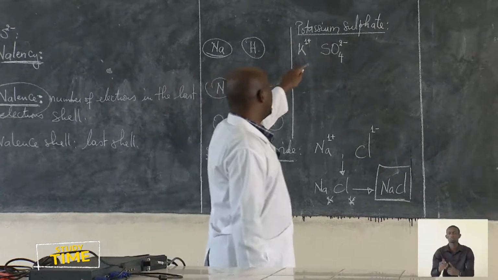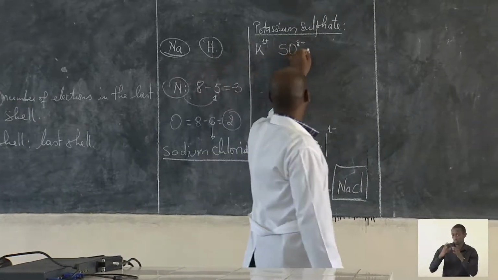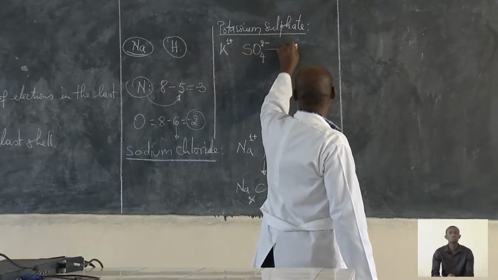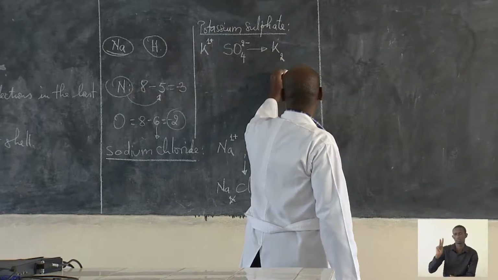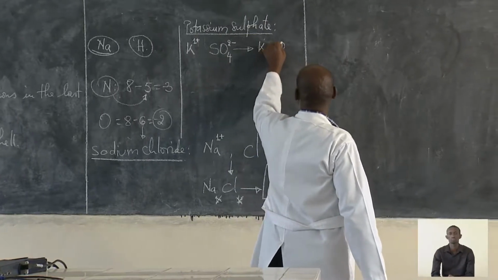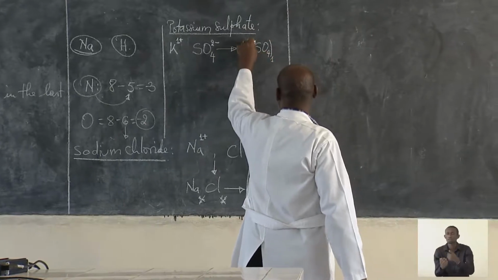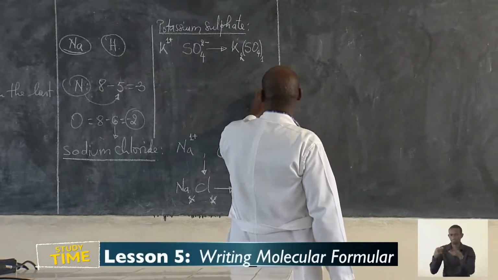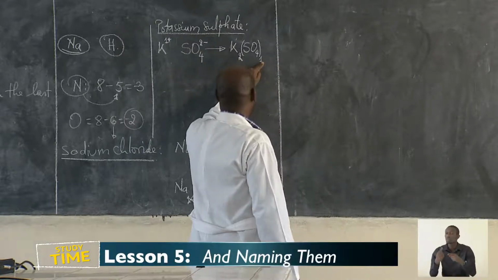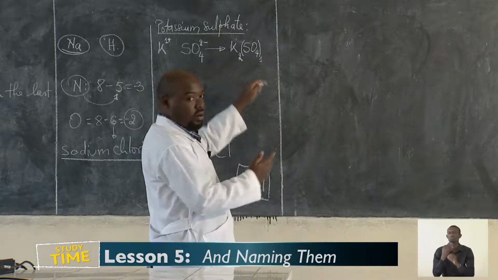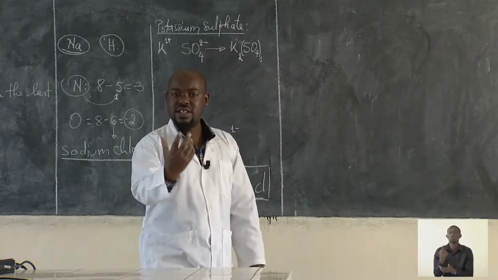Now if we interchange them, what do we get? We get this. Potassium with 2 here and SO4 with 1. You have to use brackets. But the 1 here, there is no need of writing 1 because it is a single particle.